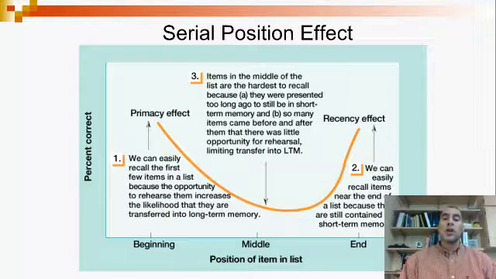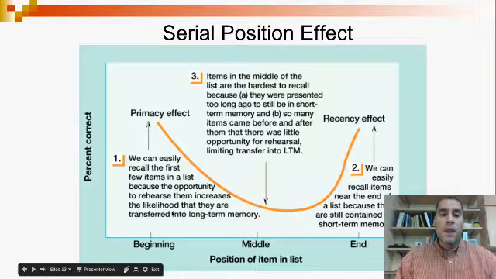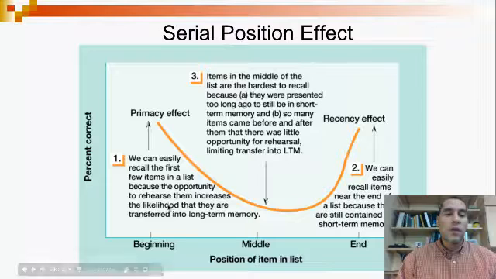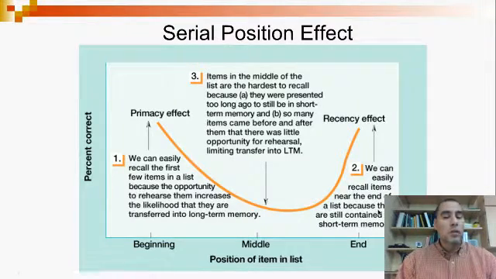If you look at this chart here, you can see the stuff at the beginning, the primacy effect, we easily remember because it's the first. There's nothing else to interfere with it or confuse us. Our minds are fresh at that point. The stuff at the end, which we call the recency effect, we can also remember because it's probably still in our short-term memory because it was the most recent.